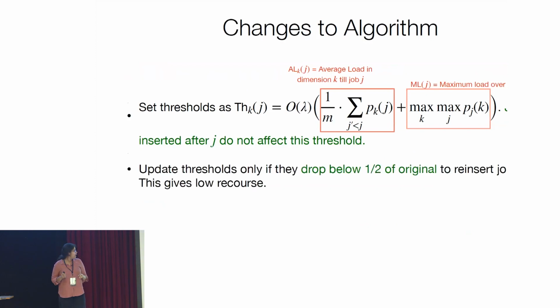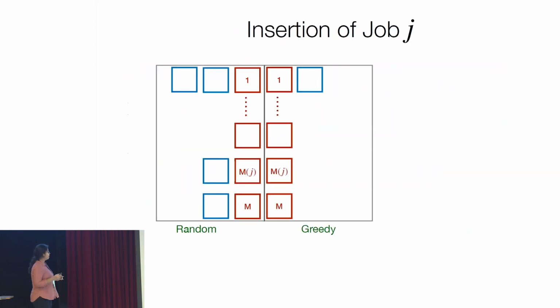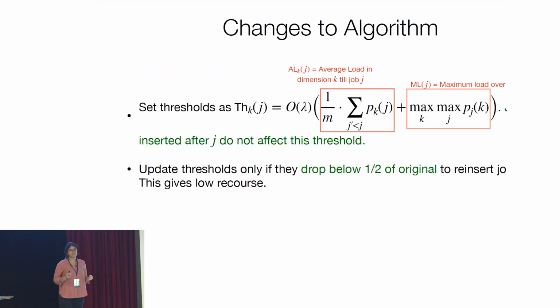And if this threshold drops below half, then we're actually going to try and reassign them in some sense. Otherwise, we're going to let it be. This part is going to become clear in a little bit, but let's just keep this at the back of our mind for now. Before that, are there any questions till now?